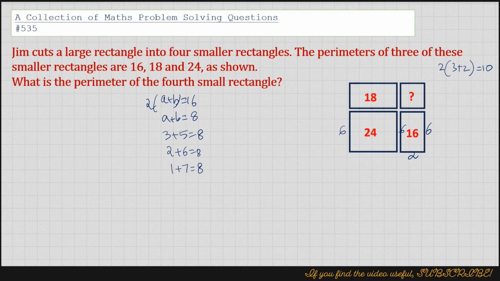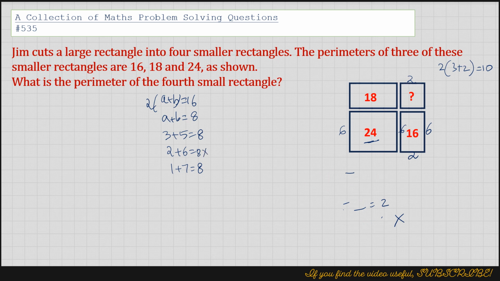And 2. So we can say 6 plus an unknown width times 2 is 24. 6 plus an unknown width is 12, and we get 6 plus 6 is 12. Now that is not a possibility, because that would mean that this is a square, which it is not. So we can't have this value 2 and 6.